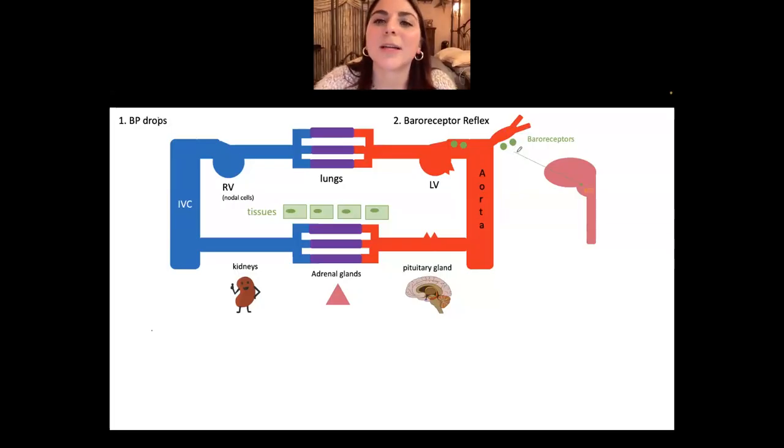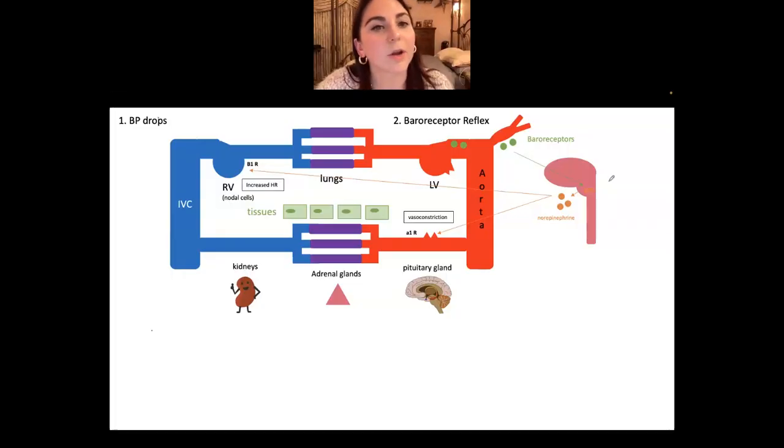Okay, so the carotid baroreceptors go to the NTS. The NTS is like, okay, blood pressure dropped. Let's stimulate the sympathetic nervous system. Let's release some norepinephrine, epinephrine. So what does norepinephrine do? It binds to alpha-1 receptors, causes vasoconstriction. It binds to beta-1 receptors located on the nodal cells in the SA node, on the right side of the heart, which is going to increase your heart rate. It also binds to beta-1 receptors in the myocardial cells, so it helps increase contractility.